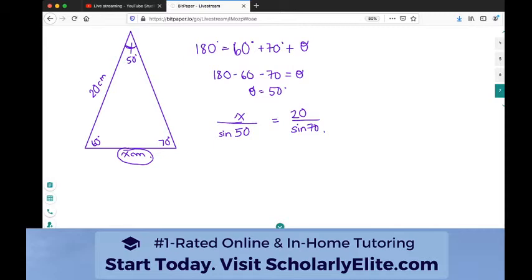Okay, so remember, if you're putting the side lengths on the top, you have to keep it that way. If you're putting the angles on the bottom, it has to be that way again. So just be aware of that, okay?